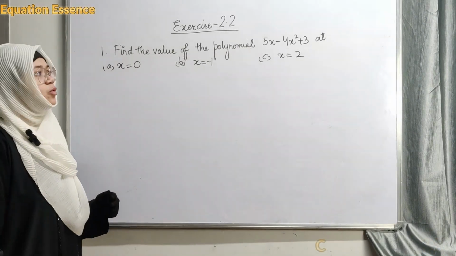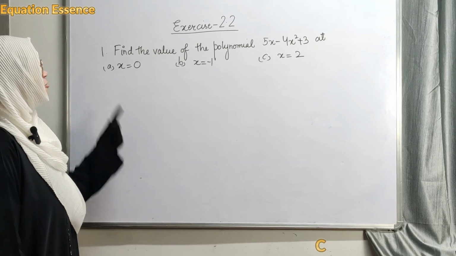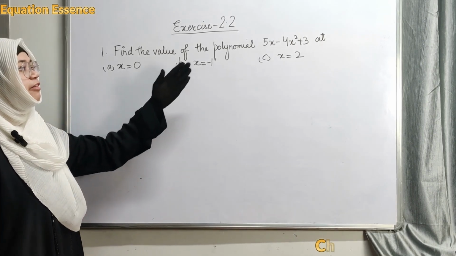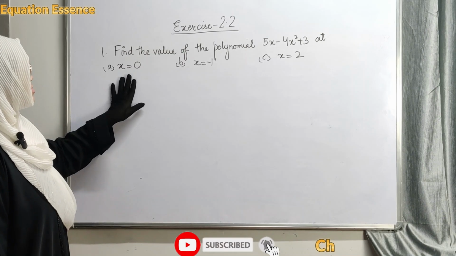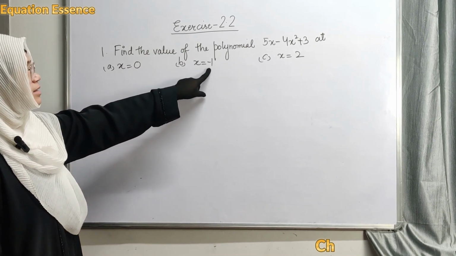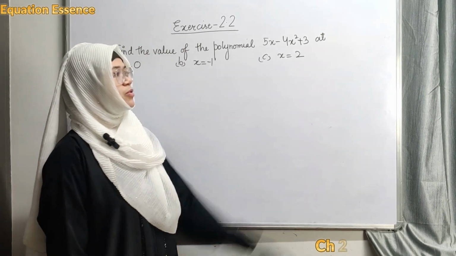Let's start exercise 2.2. Question number 1. Find the value of the polynomial 5x minus 4x square plus 3 at x equals to 0, x equals to minus 1 and x equals to 2.